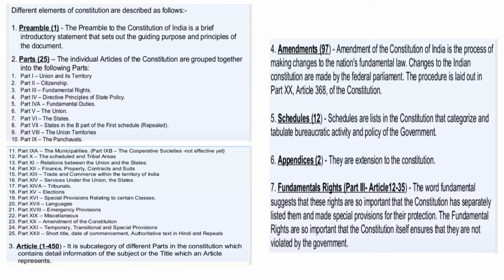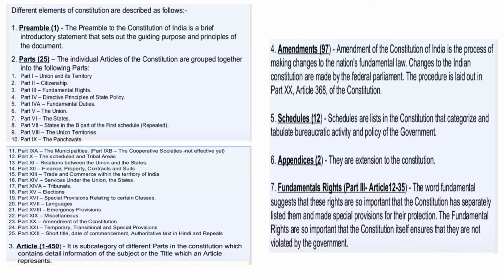First, Preamble. The Preamble to the Constitution of India is a brief introductory statement that sets out the guiding purpose and the principles of the document. The second one is the parts, which are divided into 25. The individual articles of the Constitution are grouped together into the following parts. Third, Article. They are from 1 to 450.